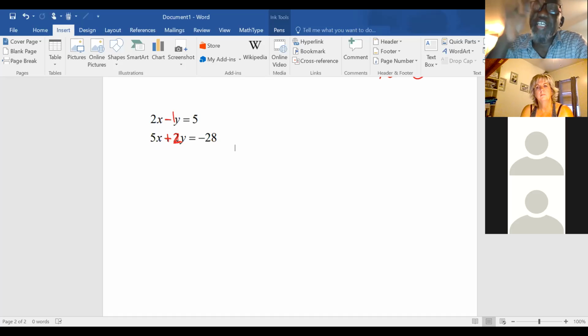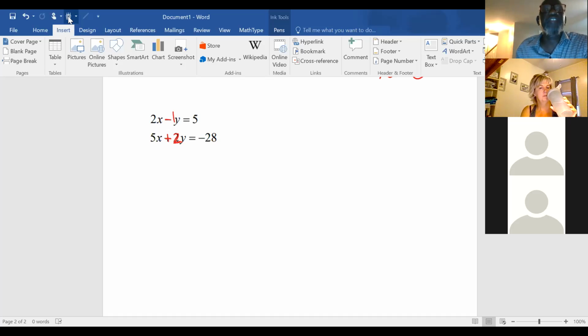If somebody else chose the X, what is the first number that is a multiple of 2 and 5? 10. You see, you have to go all the way to 10 to make them match, right? But here, if I choose the variable Y, which is a better choice, the number I have to get in front of each variable is 2, which I already have in the second equation. So do I need to change the second equation? No, I don't need to change the second equation, right?